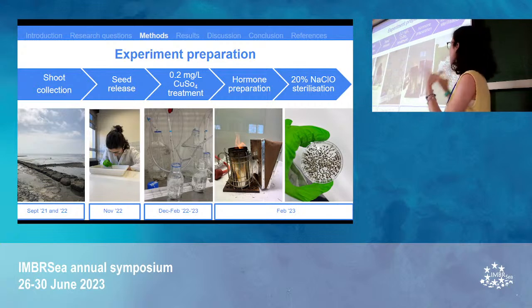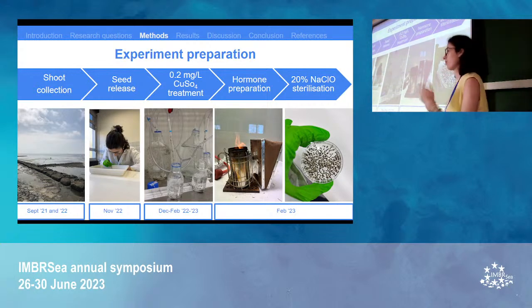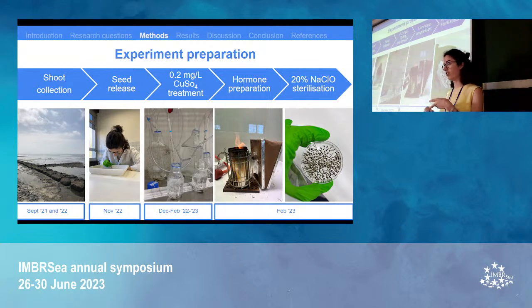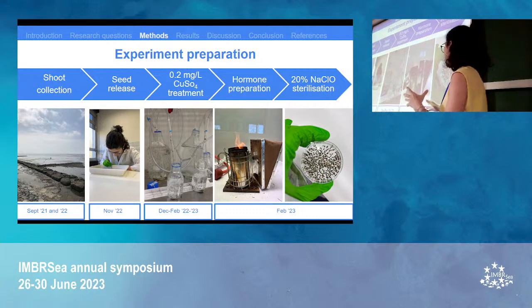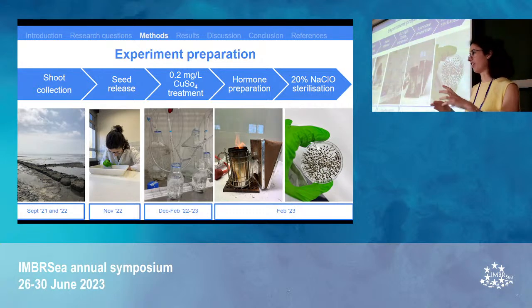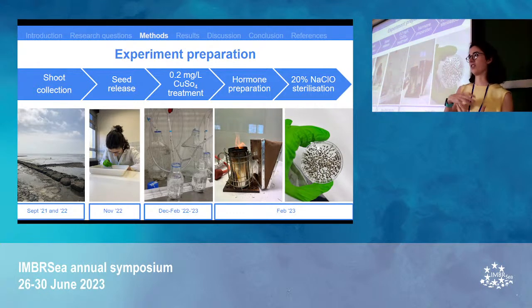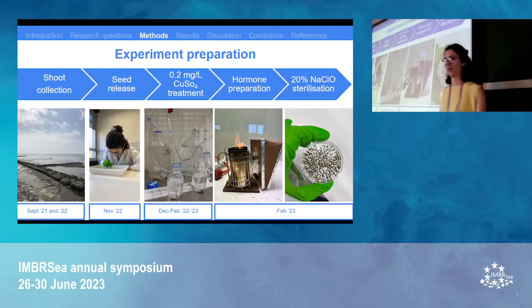And then we went on to prepare the hormone solutions to give to the seeds. The stock solutions for GA and strigolactone were prepared by dissolving the hormones in ethanol, whereas the karrikin was a bit of a more fun process because we ended up burning plant material in a controlled fire in the lab and then dissolving the smoke into sterilized seawater. So that was our third hormone.